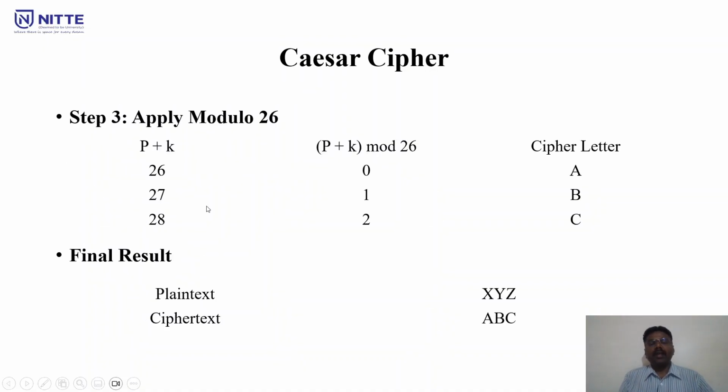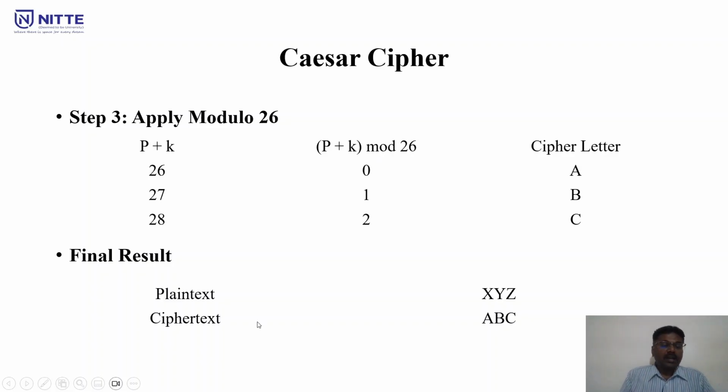See here, when I perform the modulus operation, 26 mod 26, the remainder is 0. 27 modulus 26, the remainder becomes 1. And 28 modulus 26 becomes 2. So now I go on finding the values with these 0, 1, 2, 3, and the position of the letters will become A, B, C.